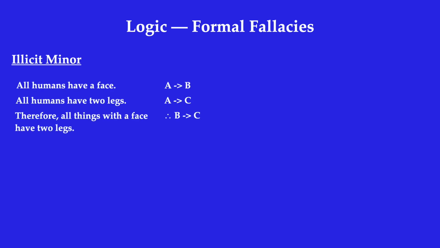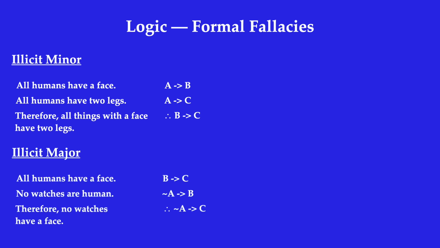All humans have a face. All humans have 2 legs. Therefore, all things with a face have 2 legs. So this is where 2 or more things are true about some subject, in this case humans. Then it would be wrong to remove the subject and make inferences from the minor clauses, that being faces and legs. And finally, illicit major.